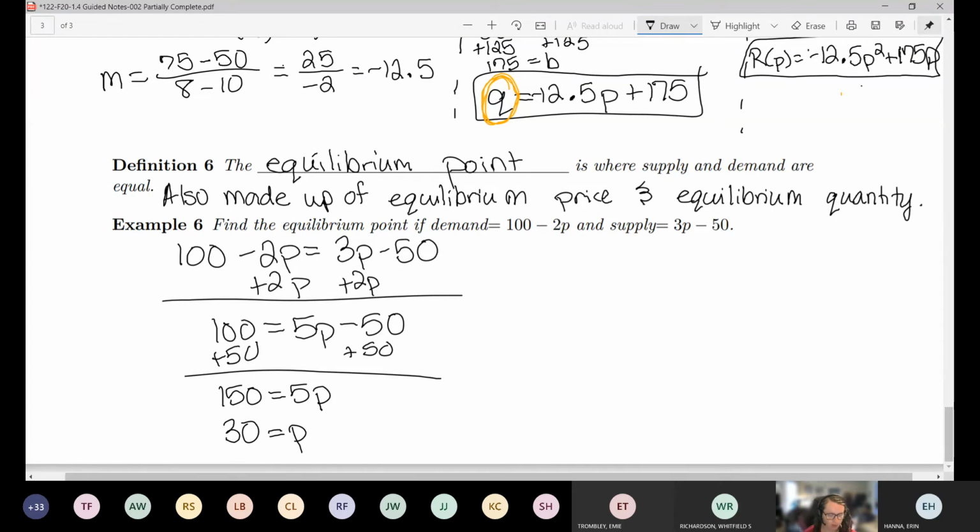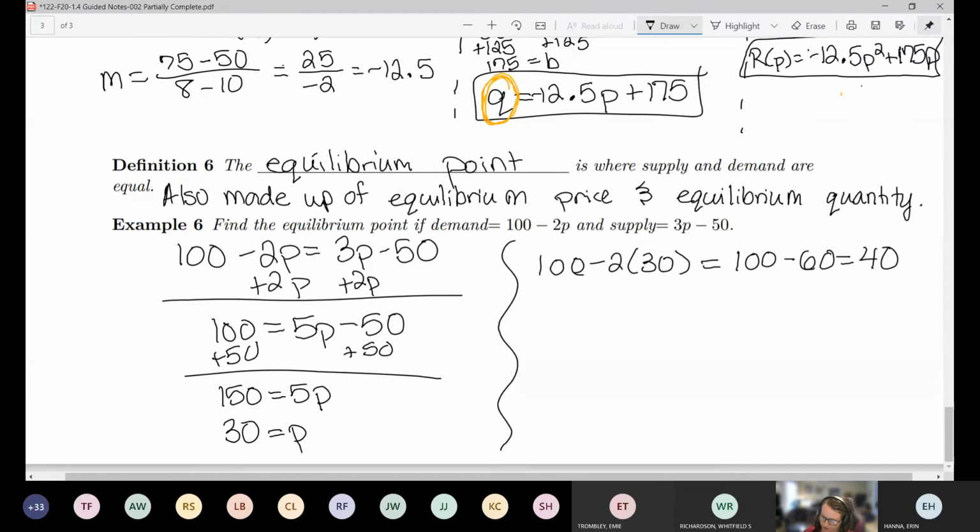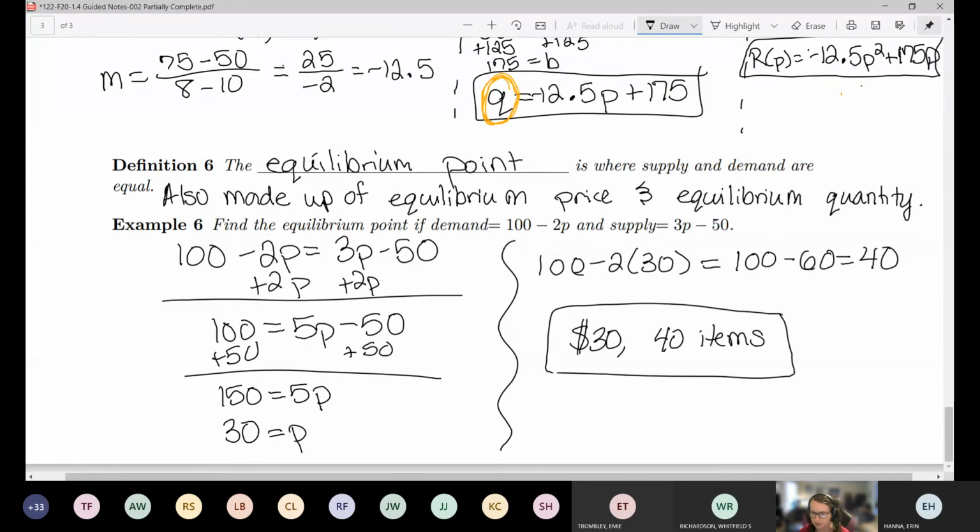But again, with the equilibrium point, especially for questions that I give you, I always want both. So we have the price, but now we need the quantity. Demand and supply are quantities, so the quantity demanded and quantity supplied are Q values. Since these two equations are equal, I get to pick whichever one I want to plug in P for to get my quantity value. I prefer the 100 minus 2p, just because. So 100 minus 2 times 30, I plug in the value I just found. So 100 minus 60, so 40. And just to be clear, that means our equilibrium point is at $30 and 40 items. If you said 40 items, $30 in the opposite order, that's perfectly fine as well.